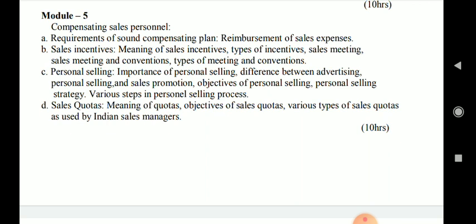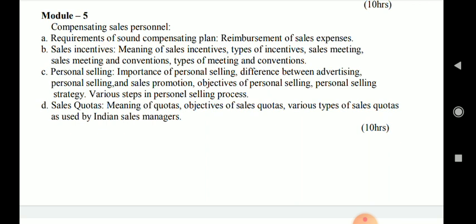Then we are also seeing what sales meetings are, sales meetings and conventions. Then types of meetings and conventions we are going to see, what the difference is between a sales meeting and a convention, trade shows, exhibitions. So all these things will be covered in this.